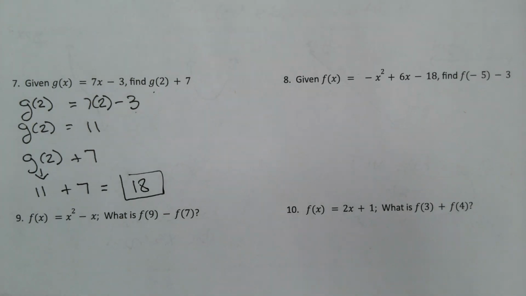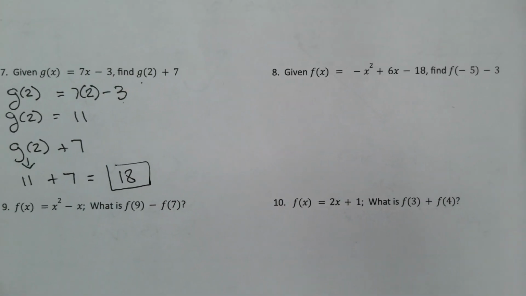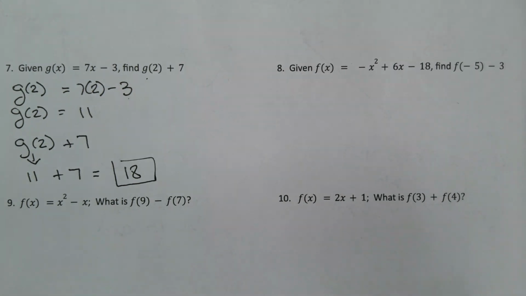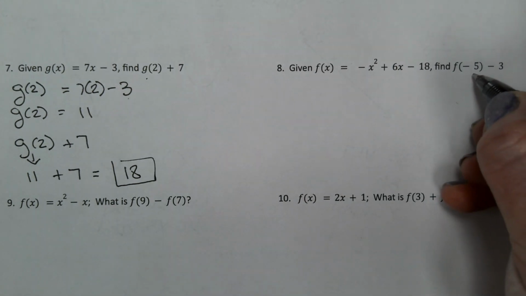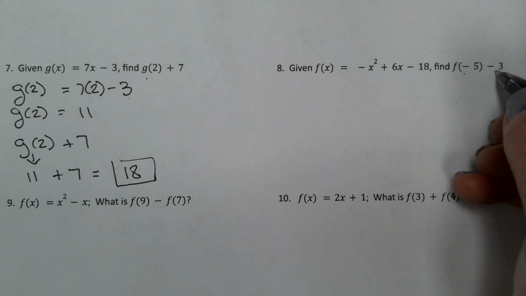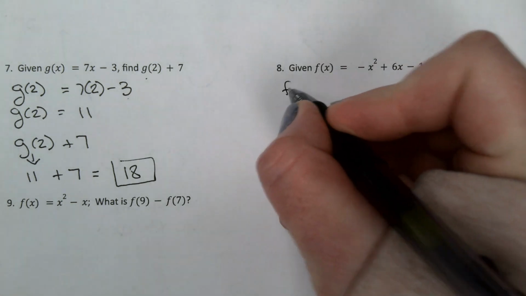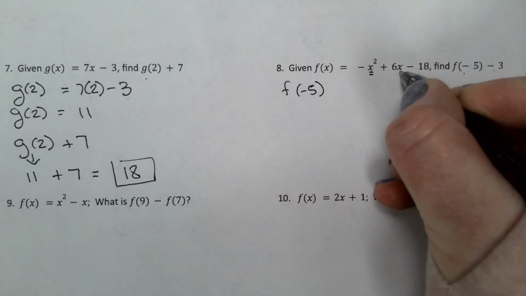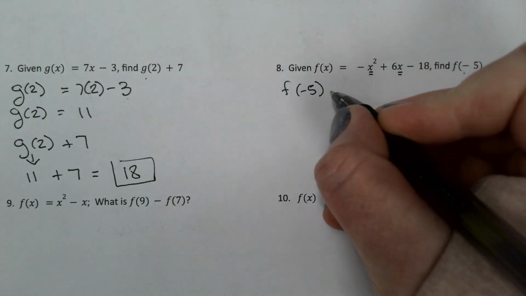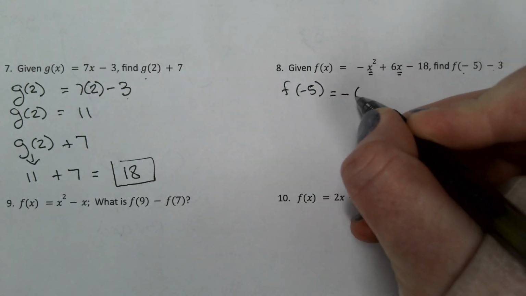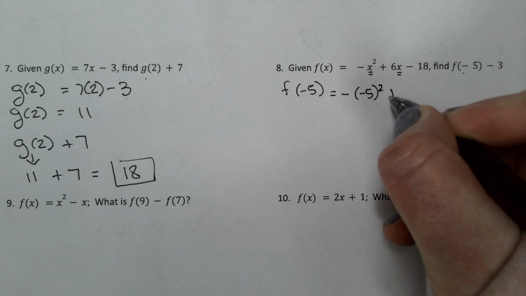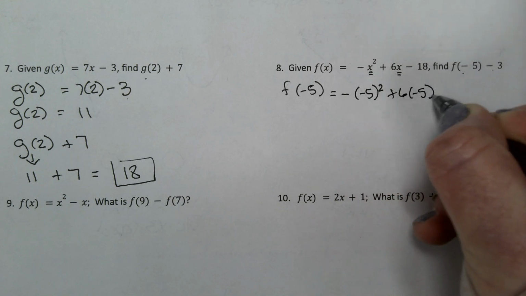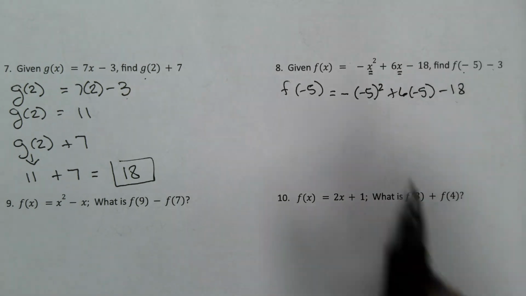This is something new, so let's do one more. Let's do number 8 right here. I want to find f of -5, and then after I do that, I'm going to subtract 3 from the answer. F of -5. So I have to plug -5 in 2 spots. -5 squared plus 6 times -5 minus 18.